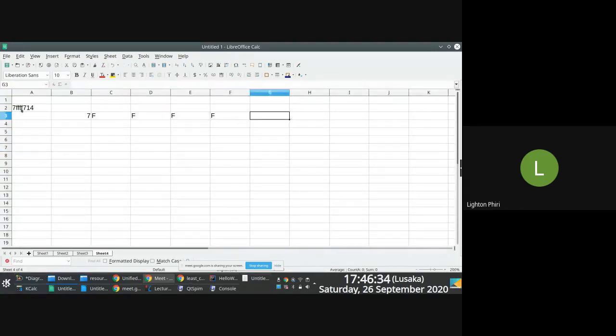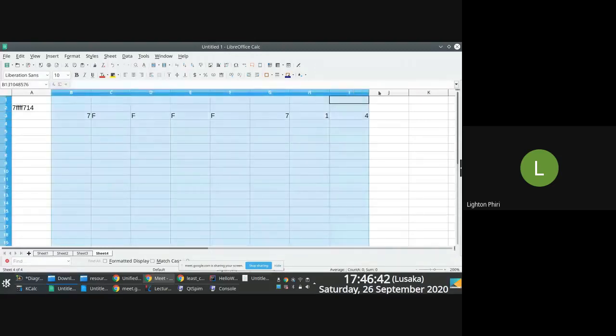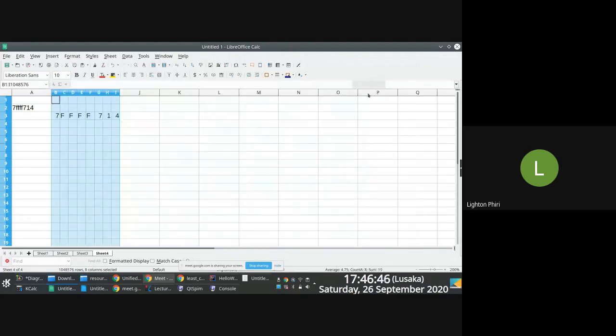So 7 F F F. How many Fs? 4 Fs, right? Then 7. Wow, this is a long one. 1 4. And this is a good one. Let's do this together. This will be fun, I guess a nice way of wasting the time remaining.